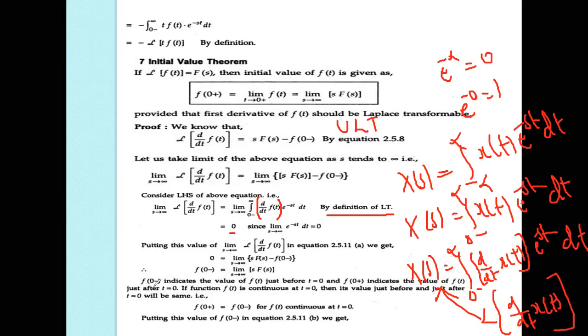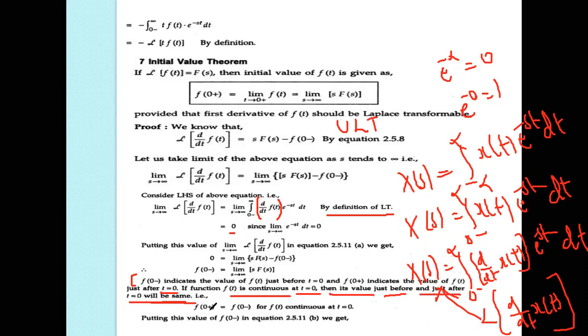Now here they are explaining that f of 0 minus indicates the value of f of t just before t is equal to 0, and f of 0 plus indicates the value of f of t just after t is equal to 0. If the function is continuous at t is equal to 0, then its value just before and just after t is equal to 0 will be the same. My dear students, remember this one. So instead of f of 0 minus, I am taking f of 0 plus.